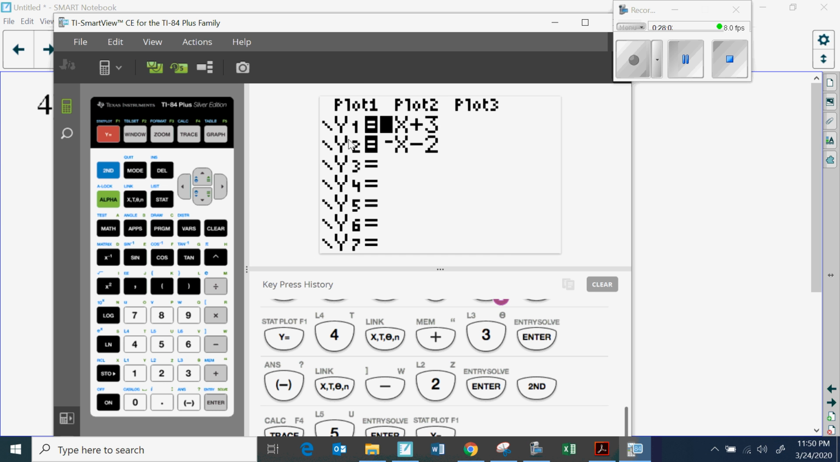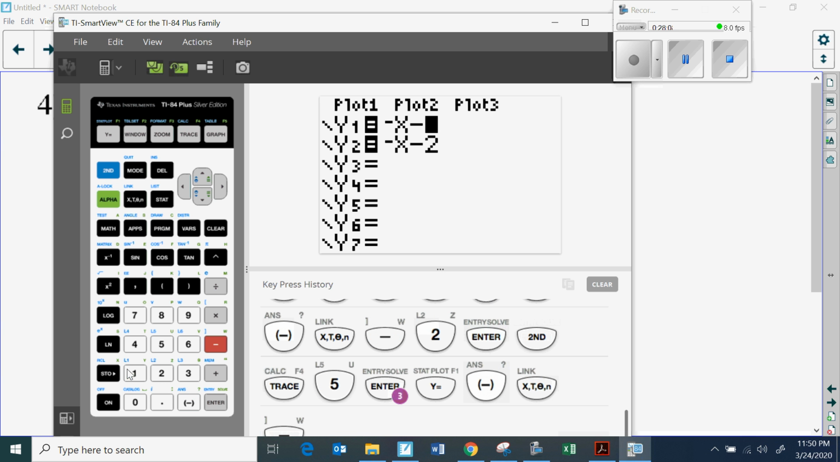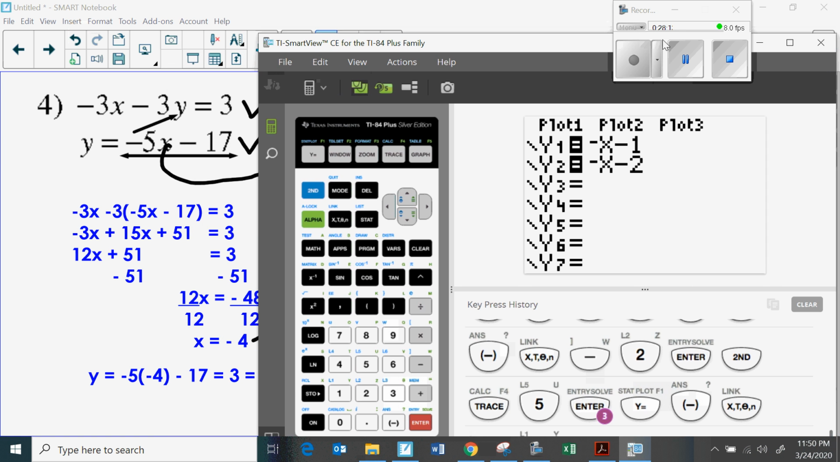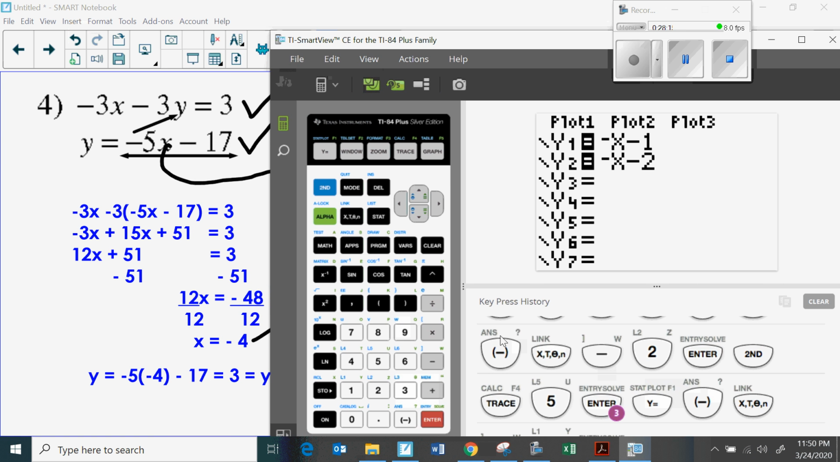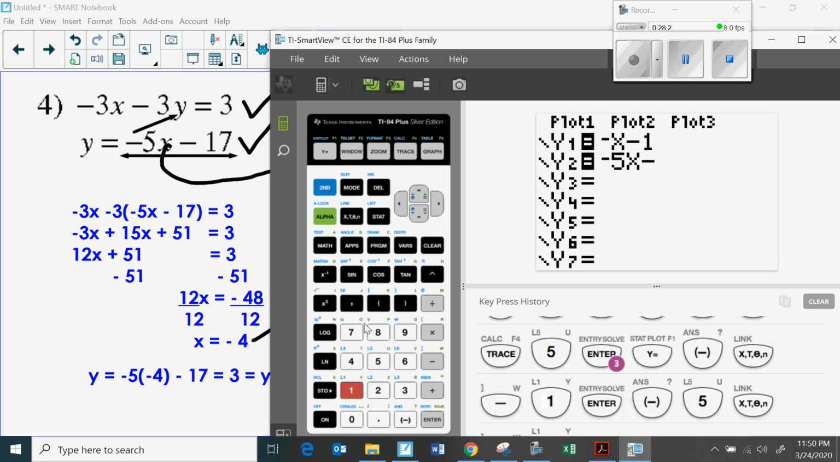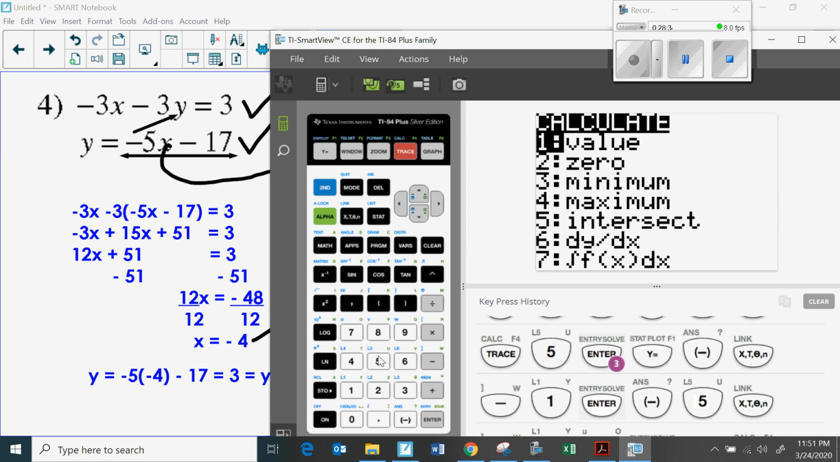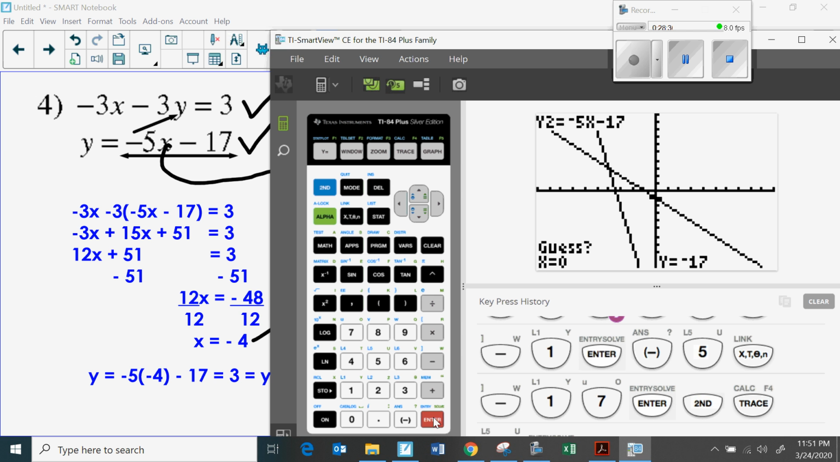Let's plug them in. -x minus 1, enter. And what was the other one here? -5x minus 17. And who can tell me the steps? Say them out loud, how I get the intersection point, also called the solution. Second trace or second calc, number 5, and hit enter 3 times. 1, 2, 3. And look at my answer, -4, 3.